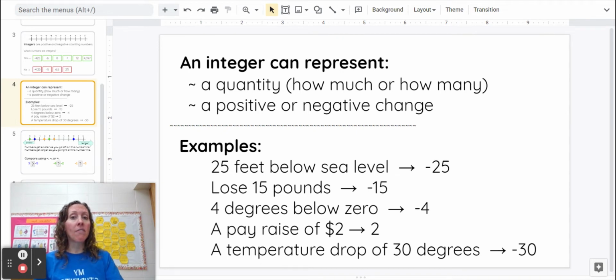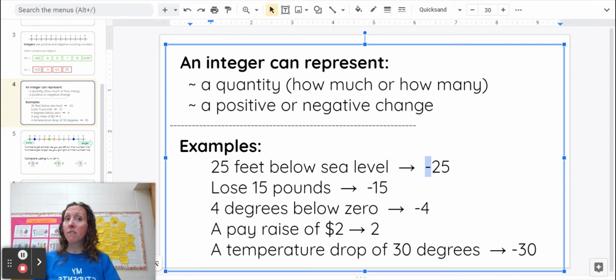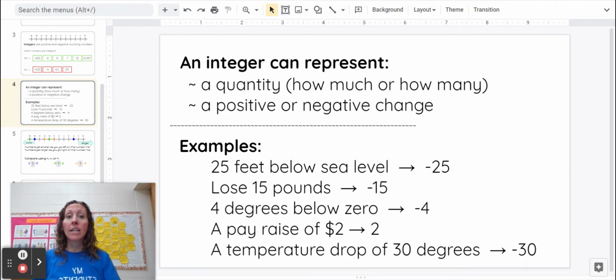So an example is 25 feet below sea level. That would be negative 25 because it's below the sea level. To lose 15 pounds, that would be negative. 4 degrees below zero would be negative 4. A pay raise of $2 would be positive 2.